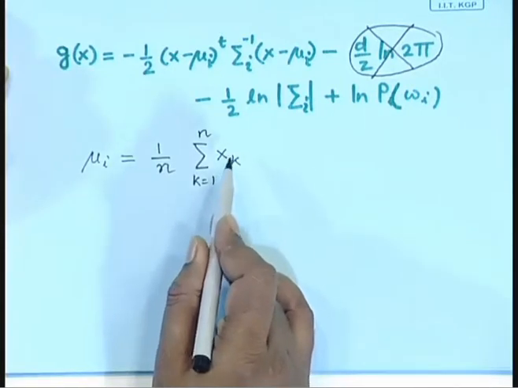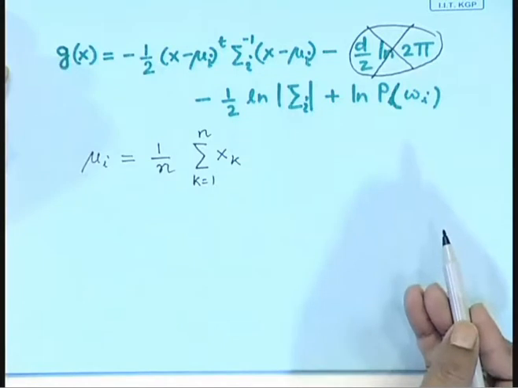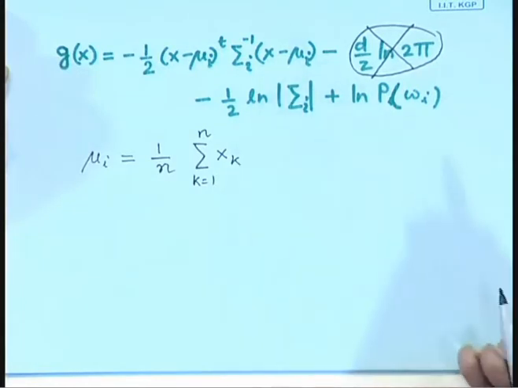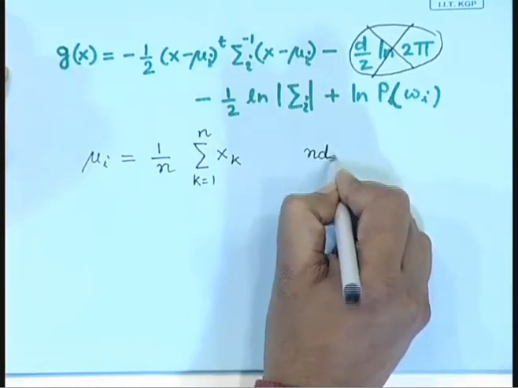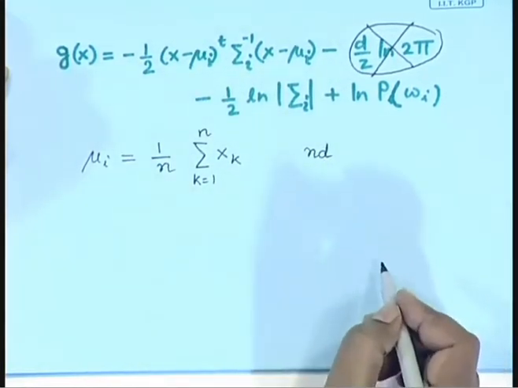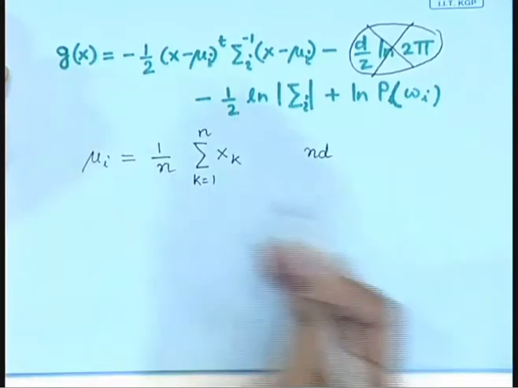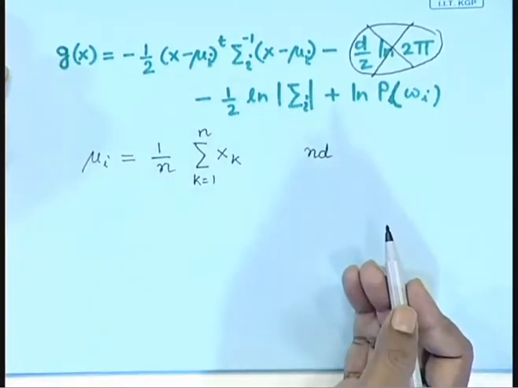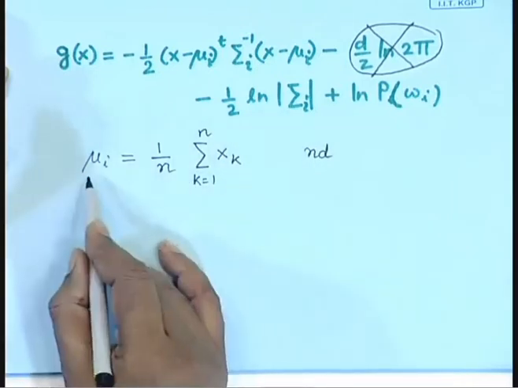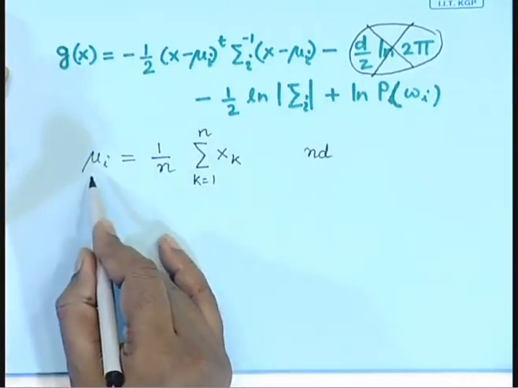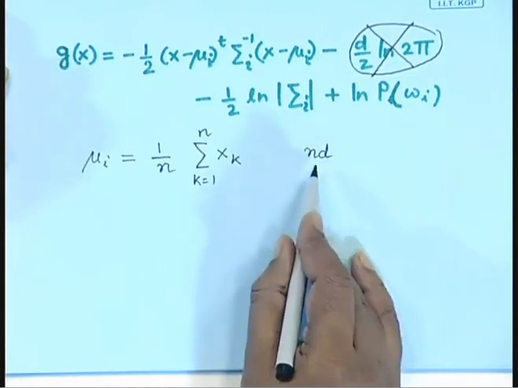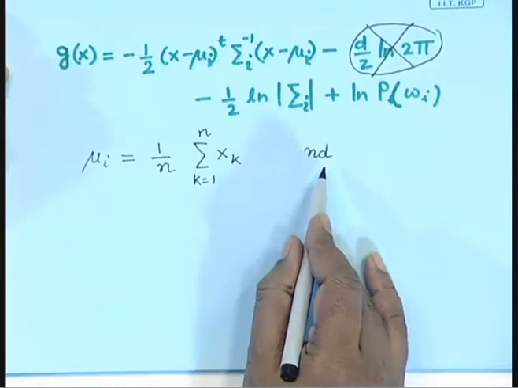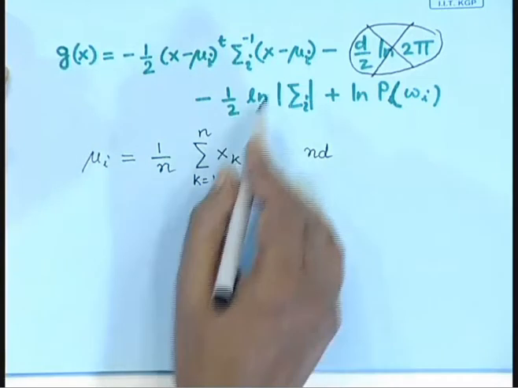For every component I have to compute n number of summations, that means the total number of summations that I have to perform is n into d, and I can assume that the division takes constant time. So, the computational complexity to find the mean vector is n into d. It depends upon the number of vectors, and at the same time upon d, the dimensionality of the vector.